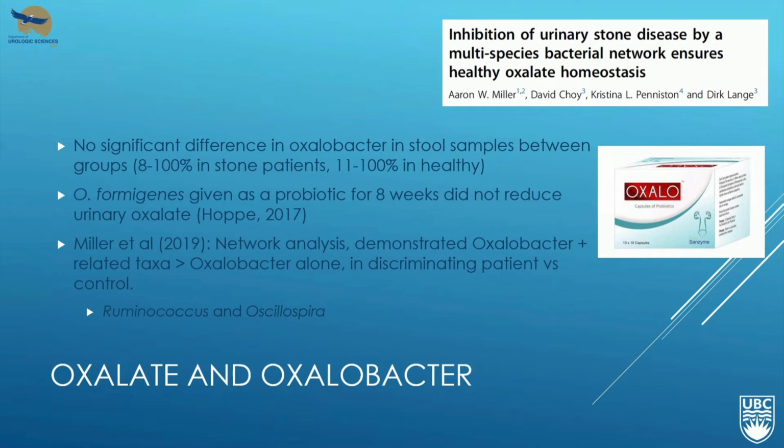And now there's a study by Miller et al. in 2019, which performed a network analysis looking at Oxalobacter and its related taxa. It was shown that when you look at Oxalobacter and some of the associated bacteria with it in the gut, it's better at predicting patient versus control when compared to Oxalobacter alone.